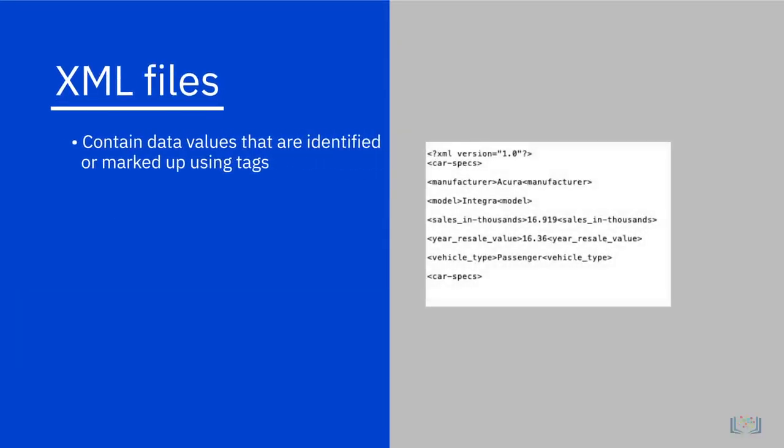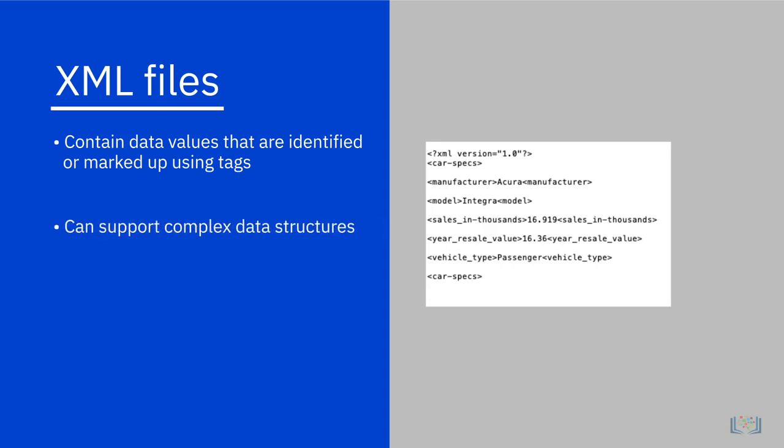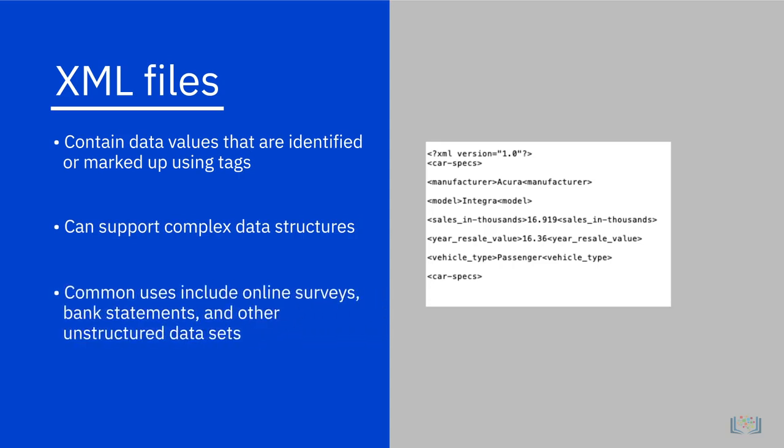XML files contain data values that are identified or marked up using tags. While data in flat files is flat or maps to a single table, XML files can support more complex data structures, such as hierarchical. Some common uses of XML include data from online surveys, bank statements, and other unstructured datasets.